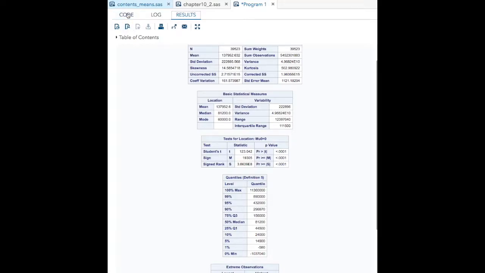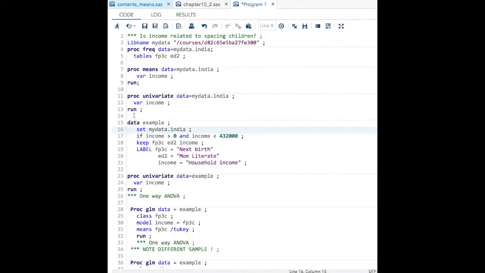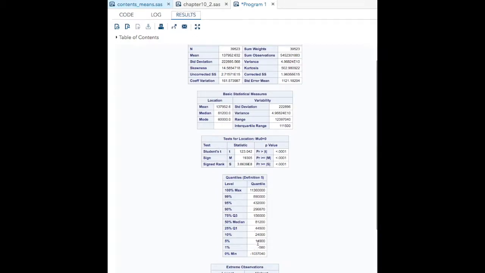So I think what I'm going to do is I'm going to go back. I'm going to create a new data set, call it example. I'm going to have it set my data.india. I'm going to read in the Indian Human Development Survey. And I'm going to only keep it. This is called a subsetting if statement. If income is greater than 0 and income is less than 432,000. Now, if you look over here, greater than 0 would be, if it's 0, it would be higher than the top 1%. If it's less than 432,000, it'd be lower than the top 5%. So I'm going to cut out the outliers.